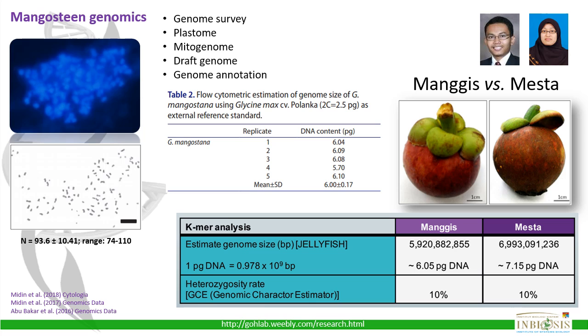You can see here the chromosome is complex. They are almost 74 to 110 chromosomes with over 6 picogram of DNA. That's almost 6 gigabase. It's like human genomes, double of the human genome.